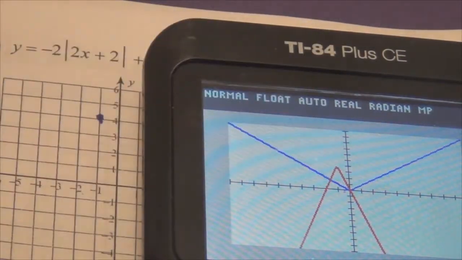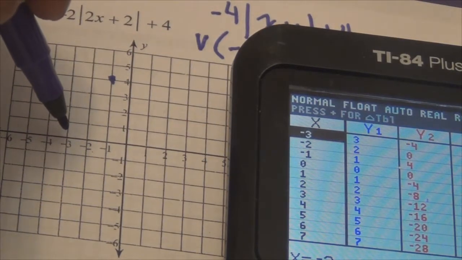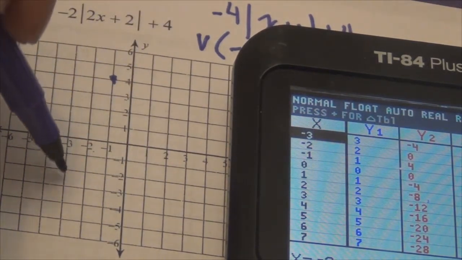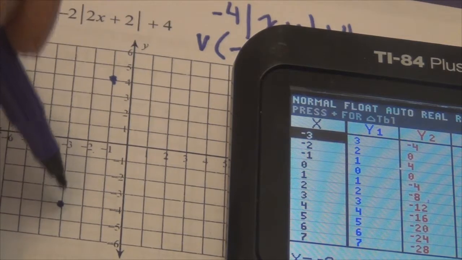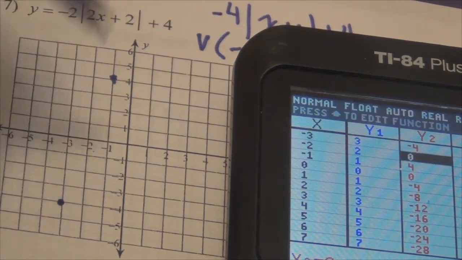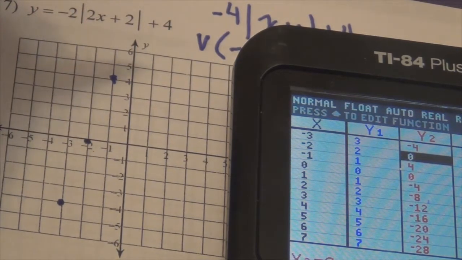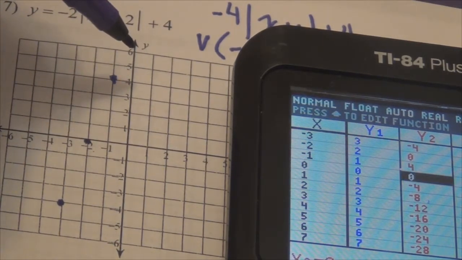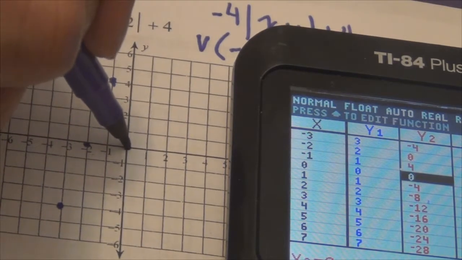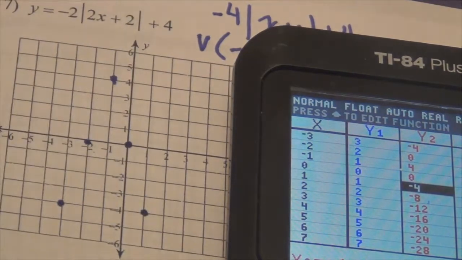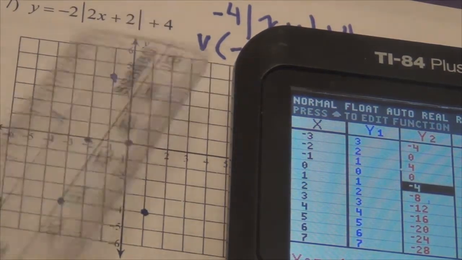Look, -1, 4. Then -3, -4. So -3, -4. -2, 0. Okay. Then 0, 0, and 1, -4. And that's my V right there.